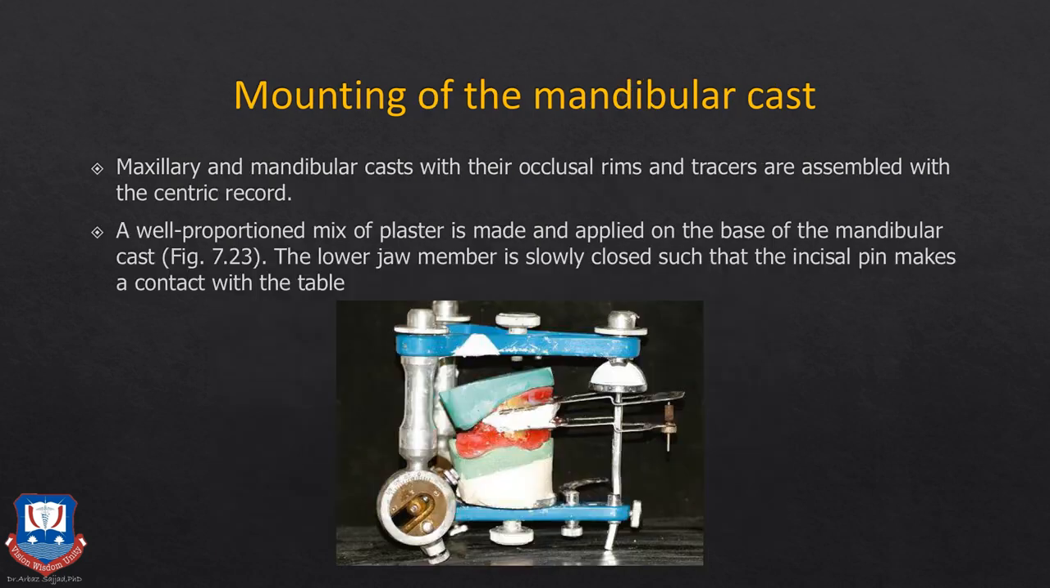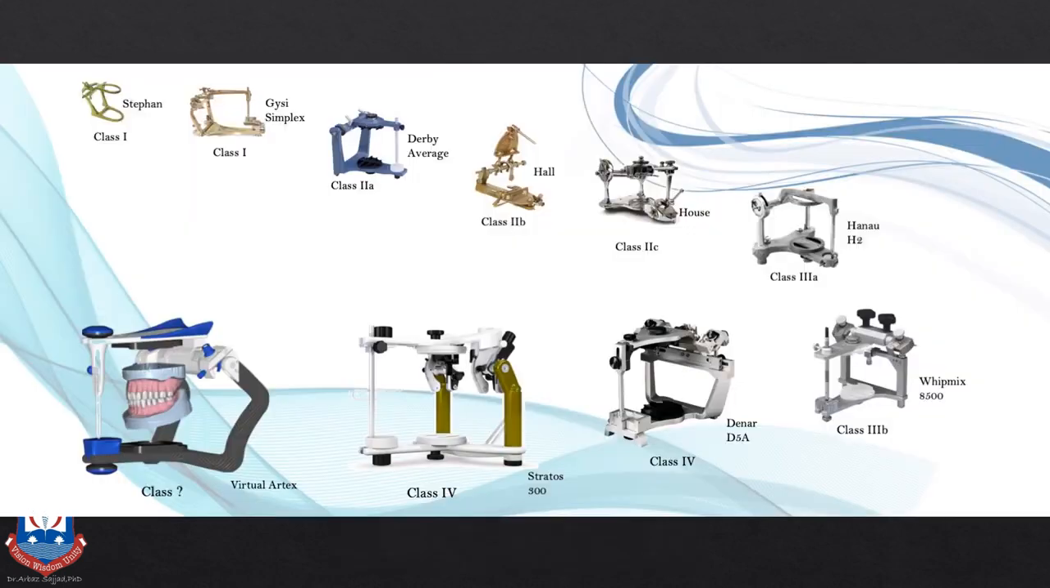After mounting of the maxillary cast, the upper and the lower wax rim, along with the model, is placed on the maxillary wax rim, and these are sealed with the help of a centric record which is obtained with a Gothic arch tracer. You can see here this is the extraoral Gothic arch tracer, and at the centric position a plaster index is made, and this is used to orient the mandibular and the maxillary cast. After this, the plaster is poured onto the base of the mandibular cast, and it is attached to the lower member of the articulator. So this brings us to the end of our lecture.